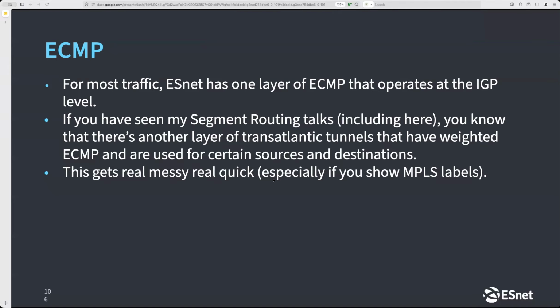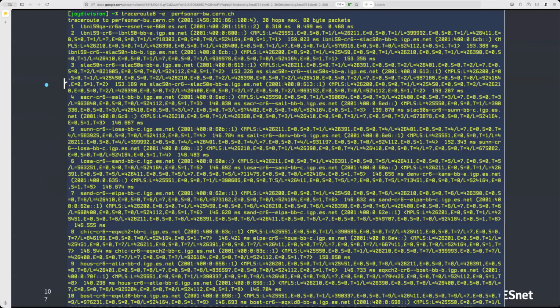Or tracepath, it's not going to get messy. It's just going to lie. Okay, it's going to outright lie to you. But here is some of the messy stuff that you can create. This is a traceroute minus E to the CERN perfSONAR node from Joy Division, and you can see it goes all the way down. It's a lot of stuff to look at here.